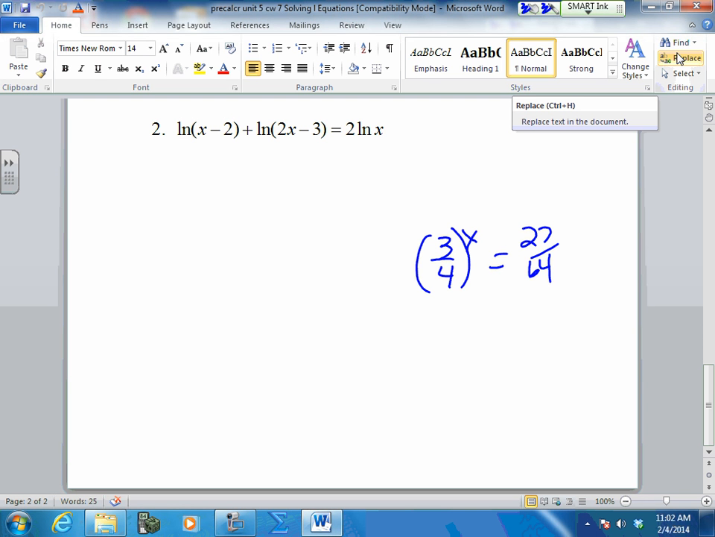If you can bring them down to the same base, can I bring 27 down to a base of 3? Can I bring 64 down to a base of 4? This is your easiest way. Can we take a log of both sides? Sure. Let's do this one first. What's 27? 3 to the what? 3 to the 3rd. 64 is 4 to the 3rd. Now see, these both are the exact same.